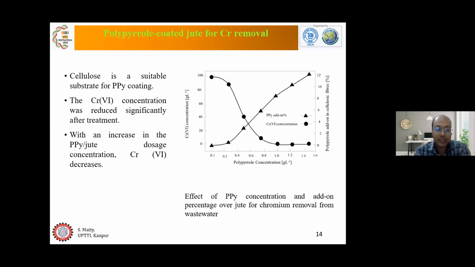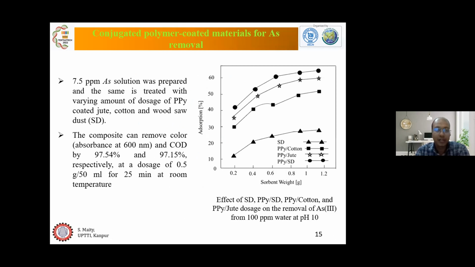So in this graph, you can see the effect of polypyrrole add-on on the concentration of chromium. If the polypyrrole add-on is increasing, in this graph the triangle one, you can see the chromium concentration in the treated solution gradually decreasing. So the higher the polypyrrole add-on in the textile material, the higher the removal efficiency of chromium from the solution.